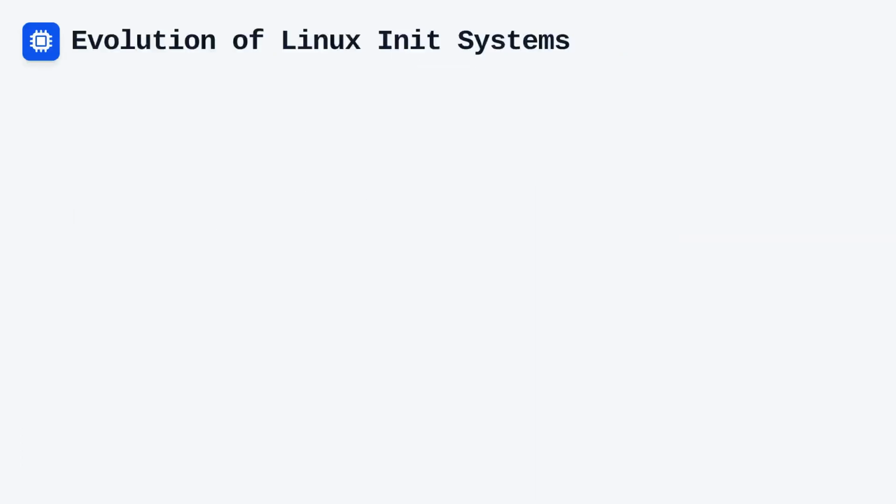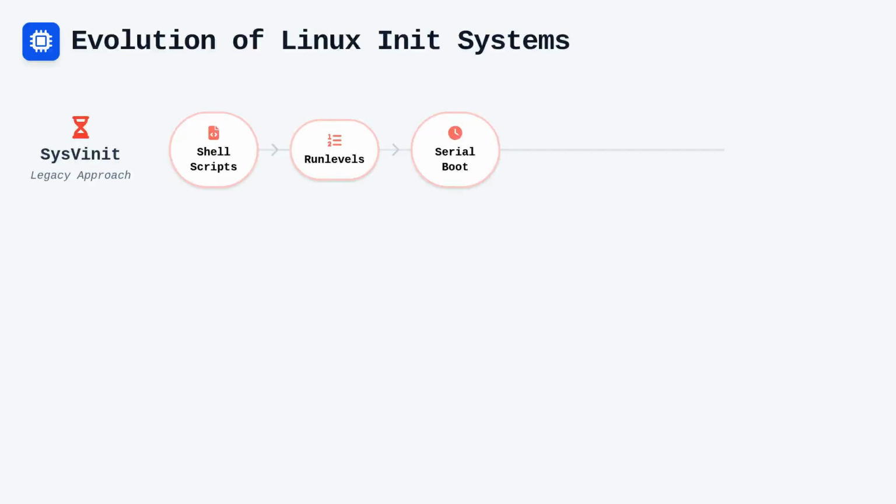The shift from the legacy sysvinit to systemd represented a fundamental change in how Linux manages service startup, dependency resolution, and parallel execution. Sysvinit operated using shell scripts executed in a strict chronological order based on run levels, which often led to slow boot times due to serial processing.